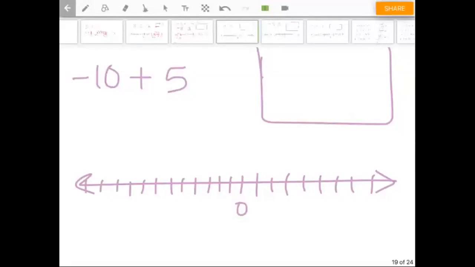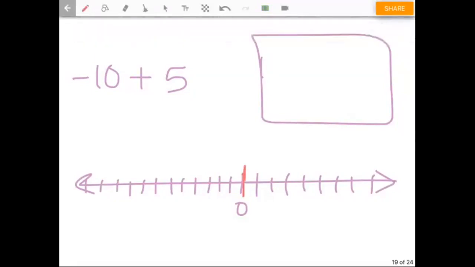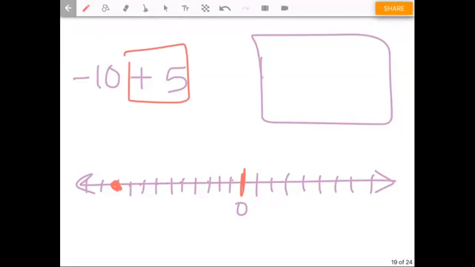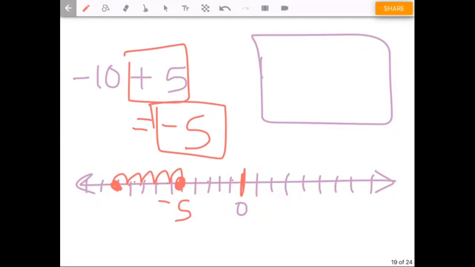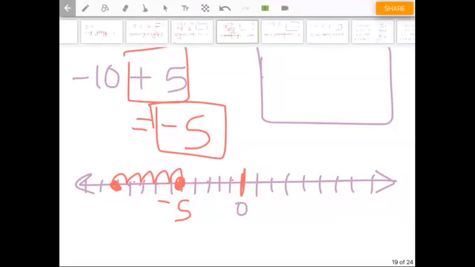All right, -10 plus 5. So again, we're going to plot -10. So here's our 0, 1, 2, 3, 4, 5, 6, 7, 8, 9, -10. Now we're adding a positive 5. So we're going to move left or to the right? Right. Good. So we go 1, 2, 3, 4, 5. So where we end up is -5. So -10 plus 5 is -5. That's easier using that line. Yeah, a lot of people like that because you can visually see it.